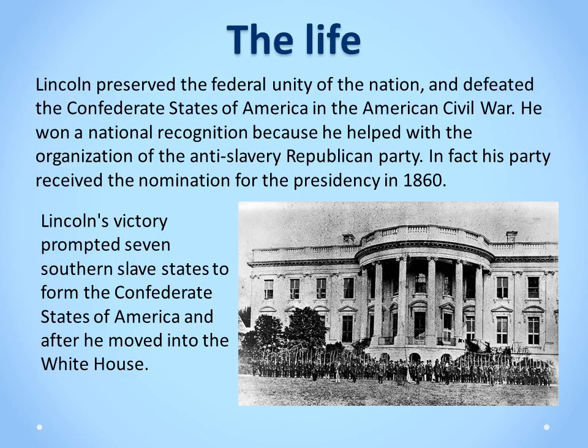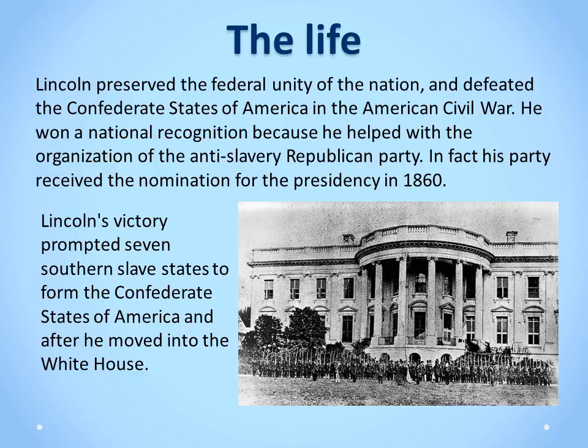Lincoln preserved the federal unity of the nation and defeated the Confederate States of America in the American Civil War. He won national recognition because he helped with the organization of the anti-slavery Republican Party. In fact, his party received the nomination for the presidency in 1860. Lincoln's victory prompted 7 southern slave states to form the Confederate States of America, and after he moved into the White House.